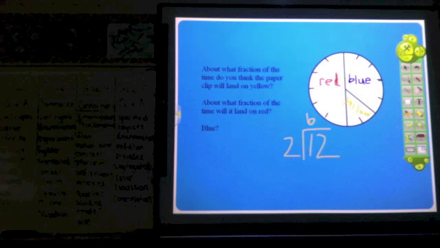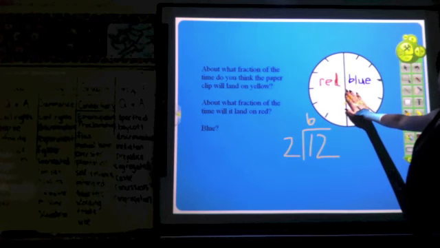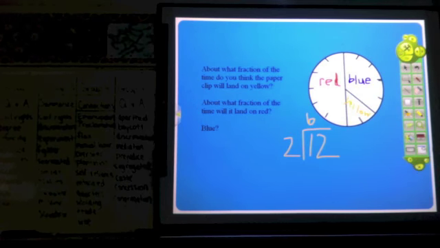Another way to tell is just by counting the number of sections that yellow represents. So let's say here yellow takes up 2 little sections. If we divided this whole circle into sections of 2, we would have 6 sections. So I know that yellow represents 1/6 of the circle.